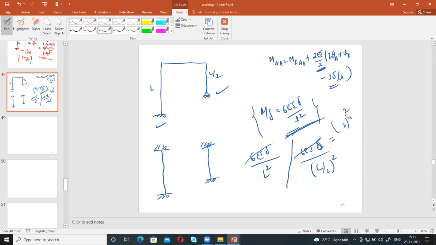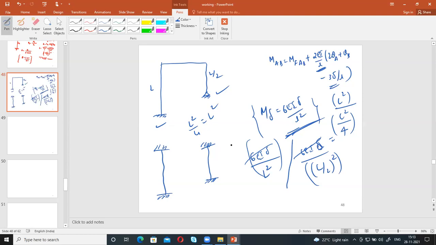What you are getting? This is very, very important. Here in the denominator you have L square, and here also in the denominator you have L square. So L square divided by L square by 4. If you take the ratio, it is L square by 4, which is equal to L square.